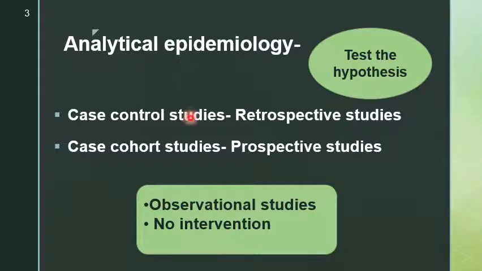There are two types of analytical studies, case control studies and cohort studies. Case control studies and cohort studies are both observational studies, and we are not doing any intervention. After these studies, we will get the association between the risk factor and the disease. Cause and effect relationship cannot be determined by analytical epidemiological studies.